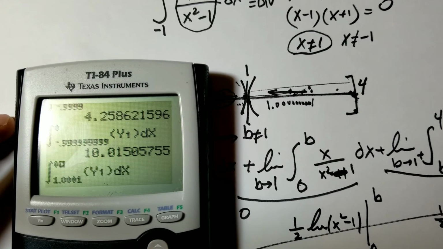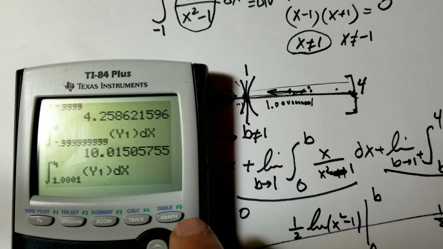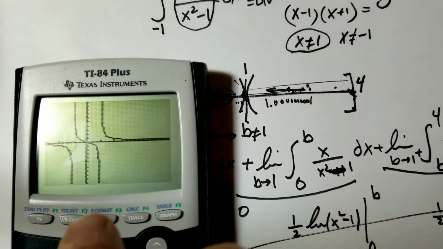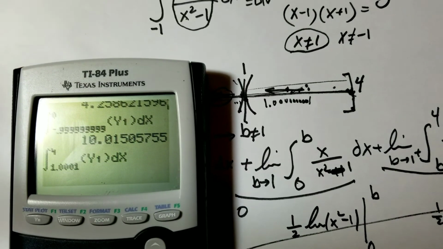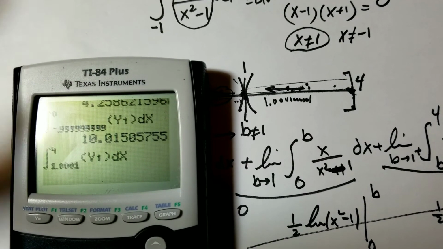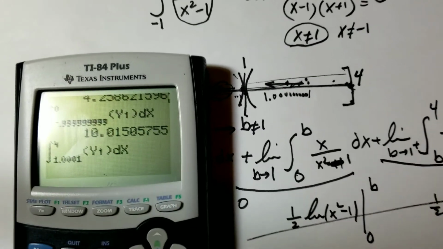And I'm going to put 1, and I'm going to do 4. See? Whoops. And I'm going to press enter. Look at the area under the curve. Only that piece. I'm sorry.